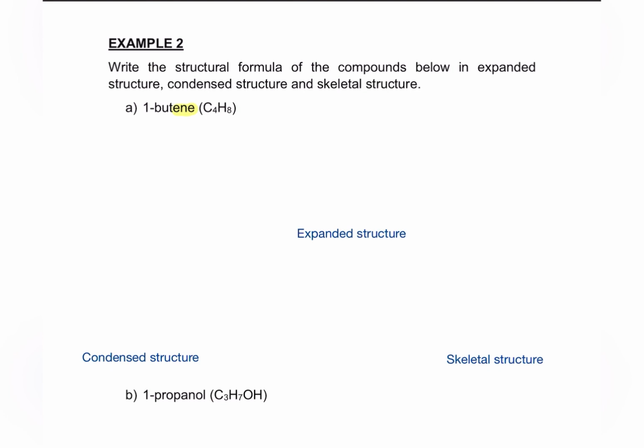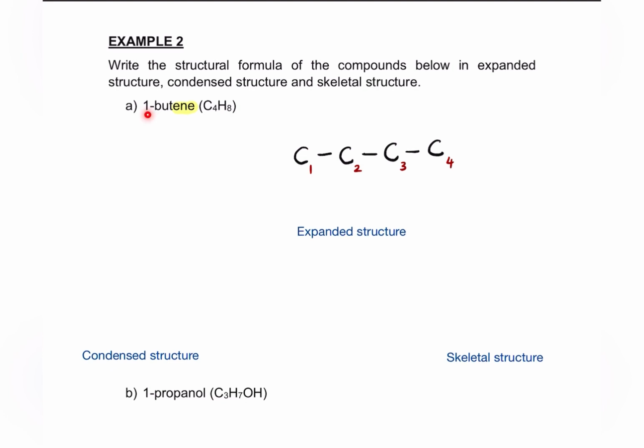I'm going to draw the expanded structure first with 4 carbons, 1 bonded to 2, bonded to 3, bonded to 4. Then give the numbering for the carbons that you have used. Now you are going to draw the double bond that shows the functional group. As you see here, you have 1, so of course it starts with carbon 1, but the double bond is shared between 2 carbons. So the double bond is going to be between carbon 1 and carbon 2. I'm going to draw a double line for this position.